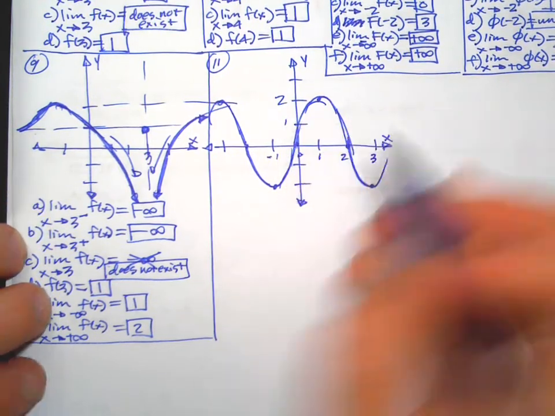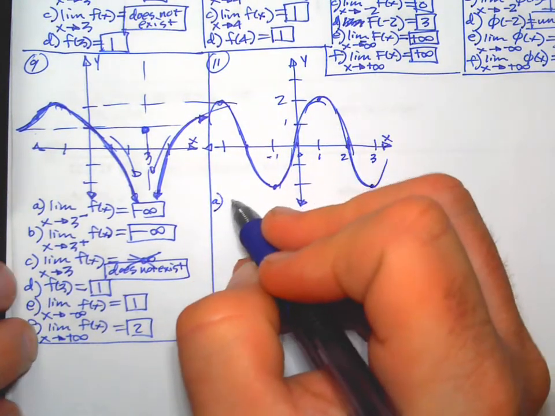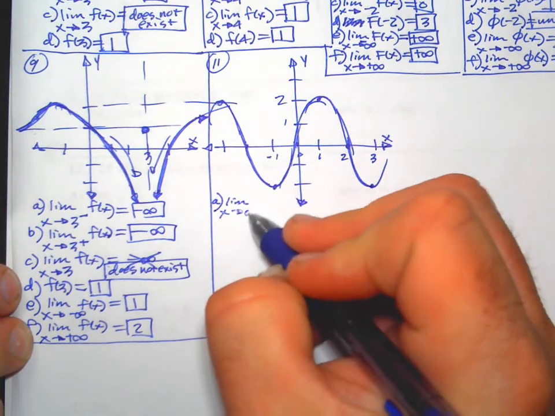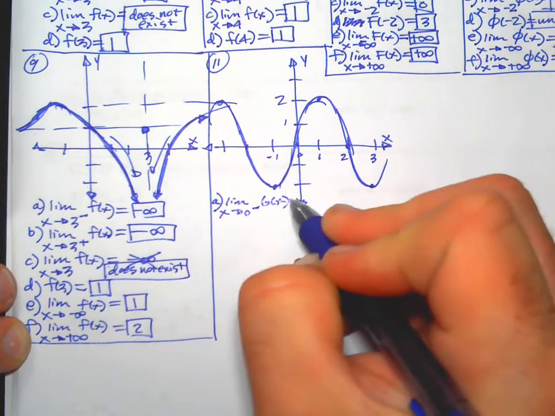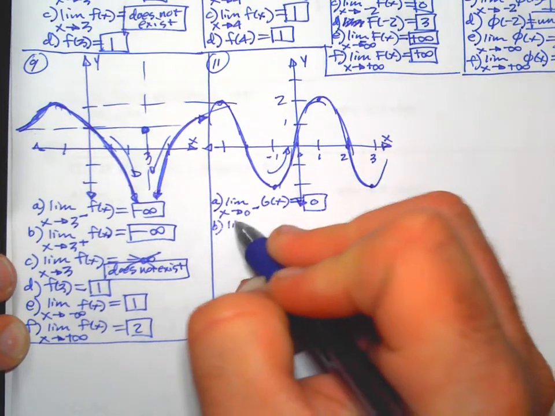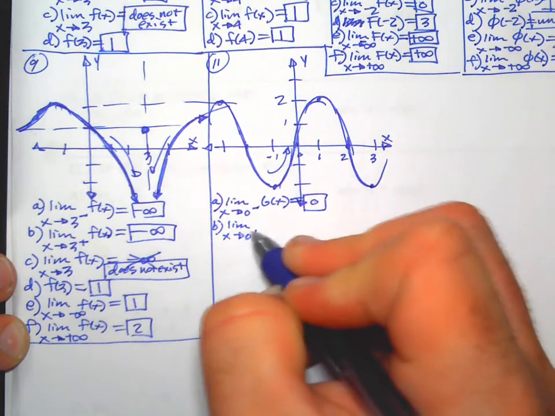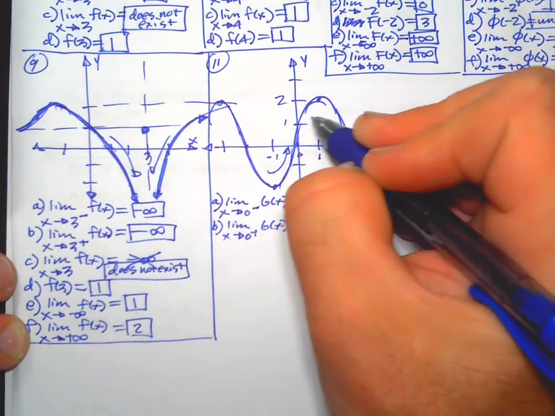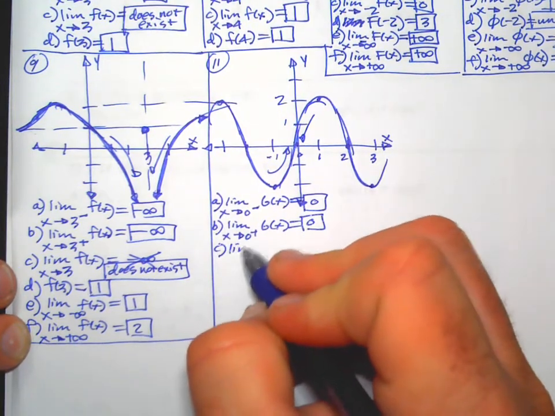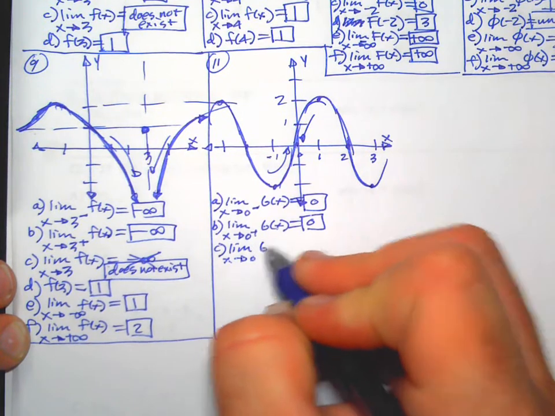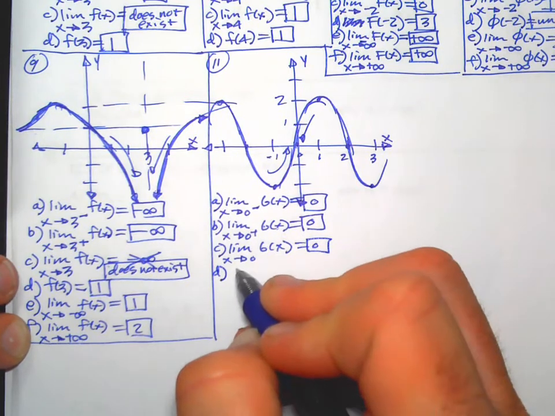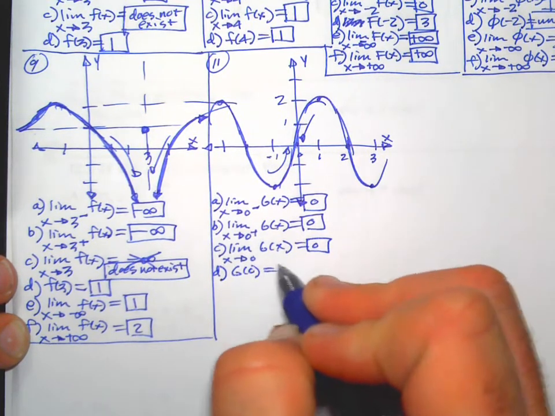Okay. So A says limit as x approaches 0 from the left of capital G of x, which is what they're calling this. So 0 from the left is 0. 0 from the right is 0. Two-sided limit as we approach 0 is 0 because they both agree. D, the value of the function at 0 is 0 because it's continuous.